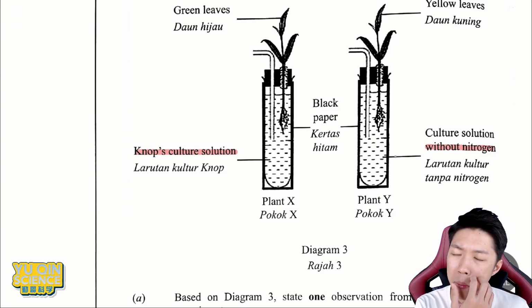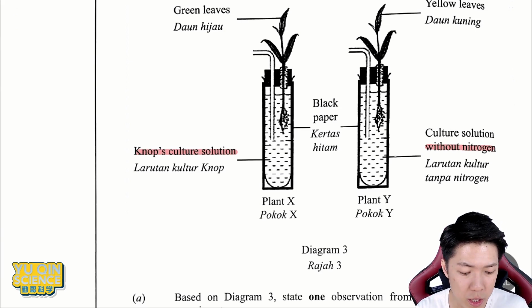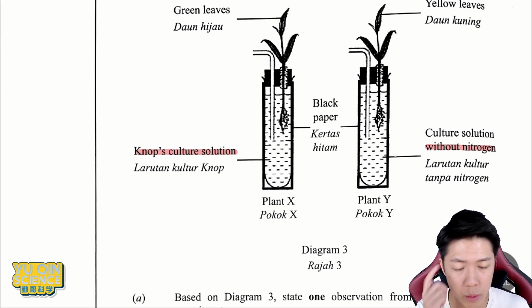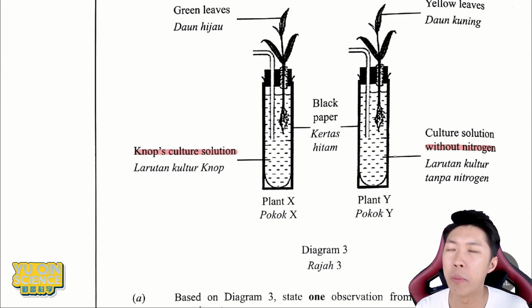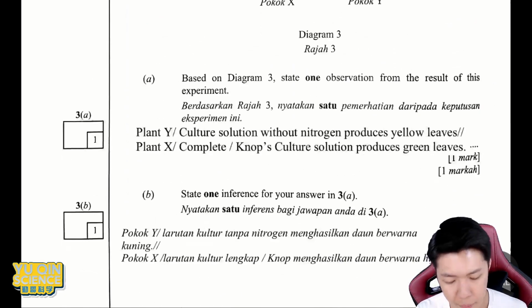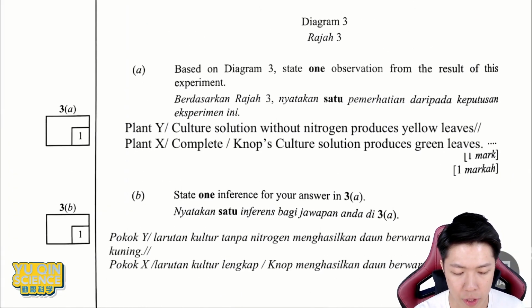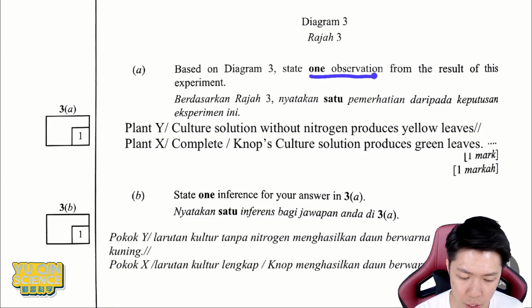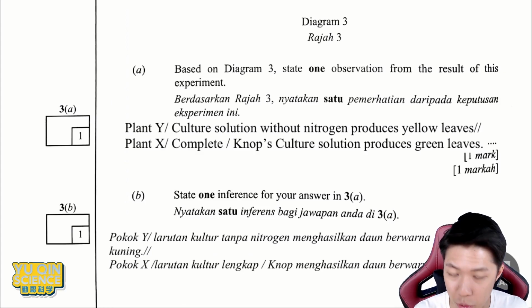Yeah. What else? Phosphorus is purple. Remember purple. And the roots, it's not good. Potassium is brown spot. Yeah. Okay. Question 8. Based on diagram 3, state one observation from the result. That means things that you see, right?